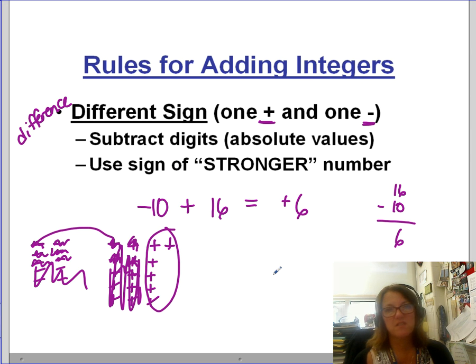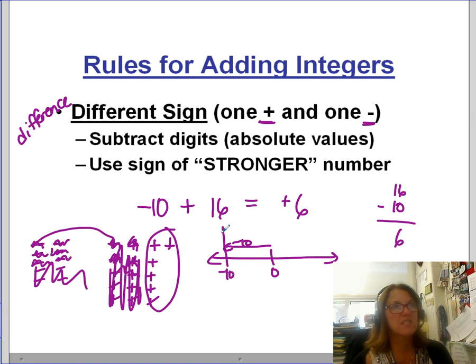This answer is positive. If I had a number line, you'd think this way. First number is -10. You're going to the left 10 units. That lands you at -10. But then we're going to add 16. So I come back to the right those first 10 and I have to go 6 more, and here's where I land, and that's at positive 6. Awesome. Getting the hang of it.